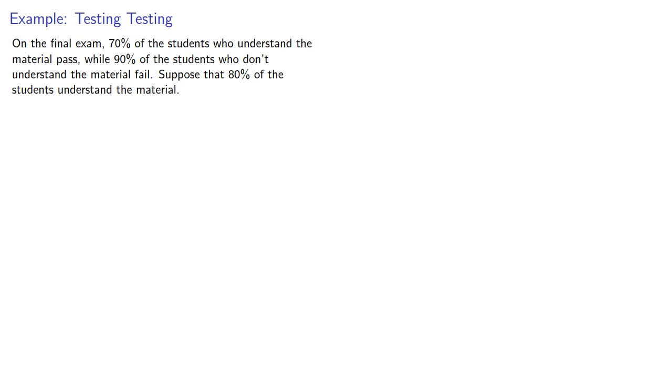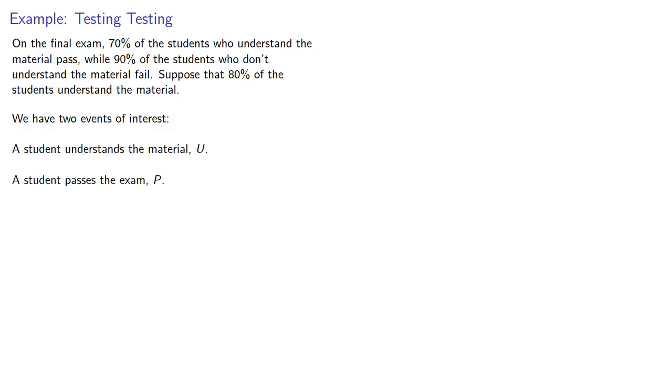Or let's consider another situation. Suppose that on a final exam, 70% of the students who understand the material pass, while 90% of the students who don't understand the material fail. Suppose that 80% of the students understand the material. So note we have two events of interest. A student understands the material, we'll call that U, and a student passes the exam, we'll call that P.